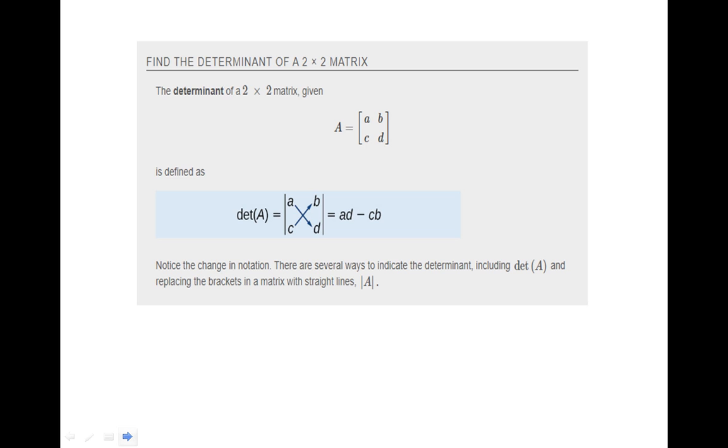So this lets us know how to find the determinant of a 2 by 2 matrix. The determinant of a 2 by 2 matrix, given the matrix A, B, C, D, is defined by A times D minus C times B. Notice the change in notation. There are several ways to indicate the determinant, including the determinant of A and replacing the brackets in a matrix with straight lines.